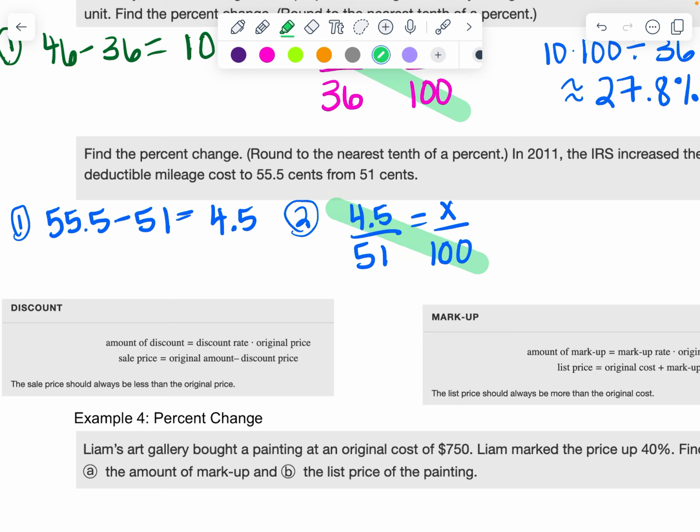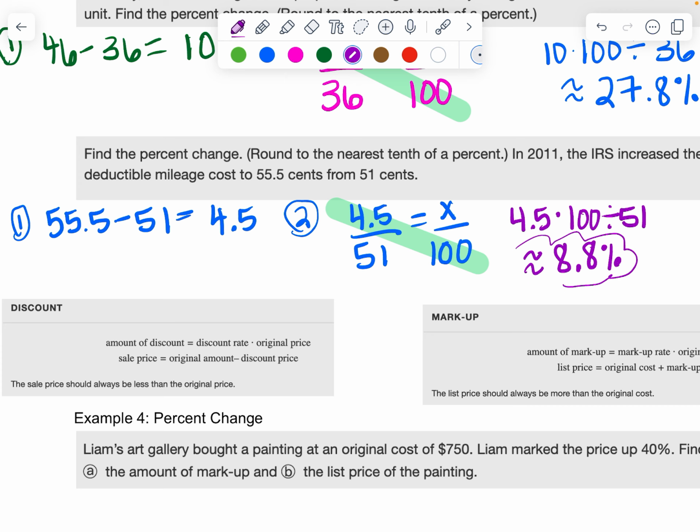The numbers we know, diagonally, we're going to multiply together. So 4.5 times 100 divided by 51 gives me a change of 8.8%. Again, I'm rounding, so I'll say approximately 8.8%.